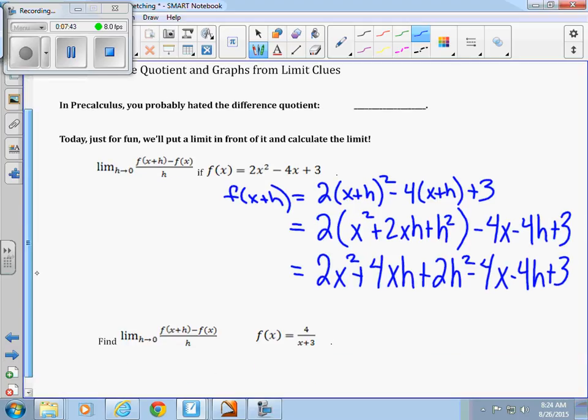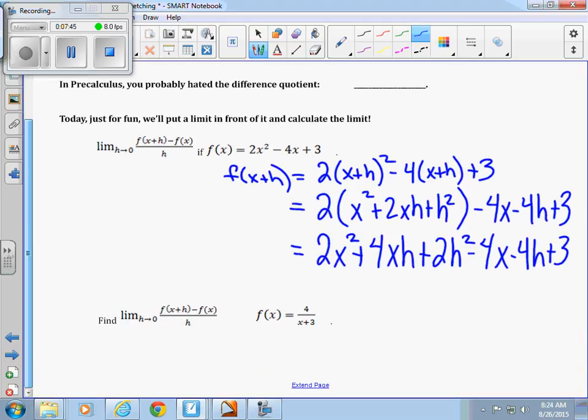So now I want to do that thing. So I have the limit as h approaches 0 of f of x plus h. I know it's that blue thing there. I'm going to write a little bit small.